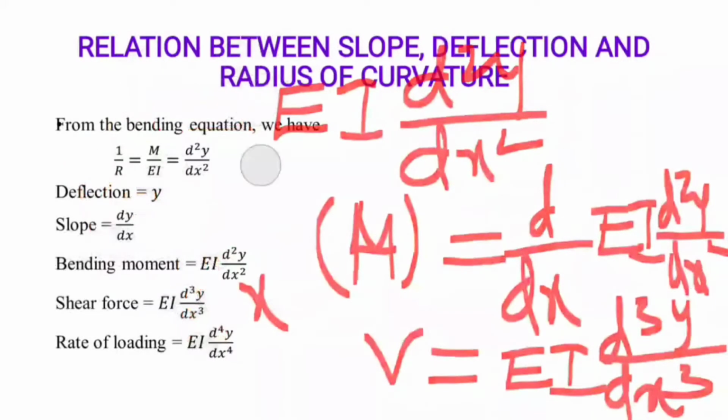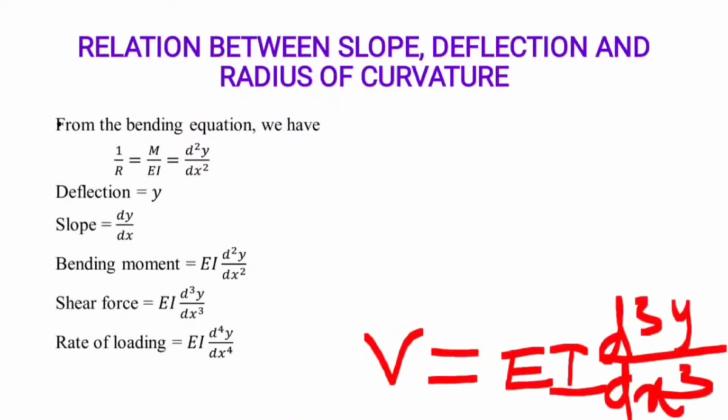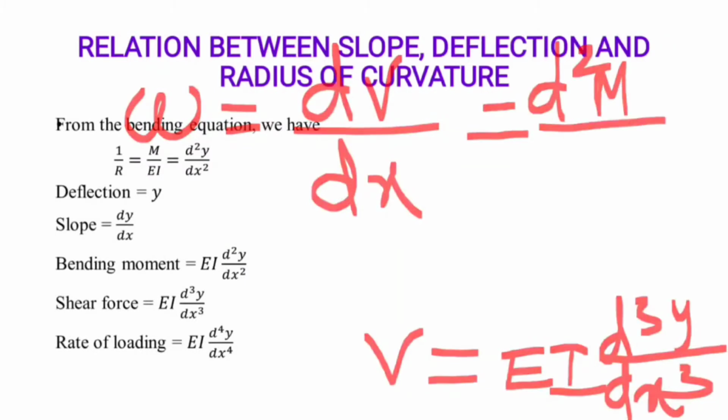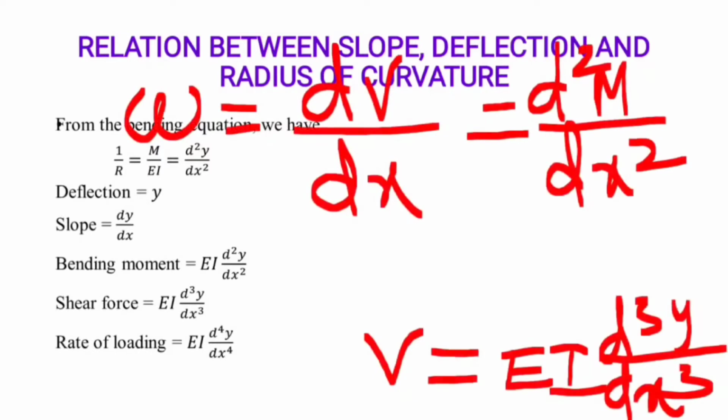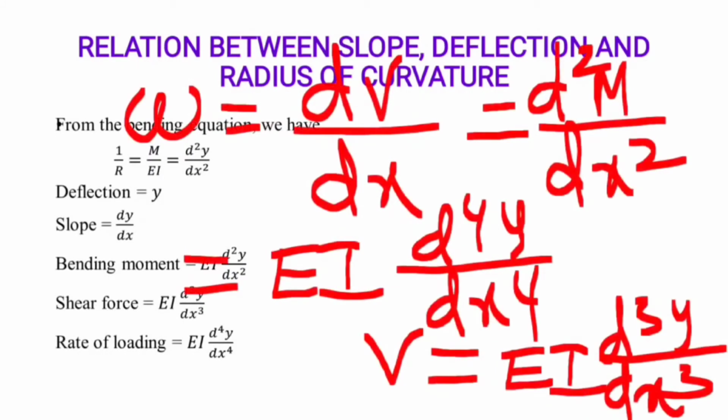Then we write for rate of loading. From the concept of bending moment and shear force, rate of loading, that is small w, is equal to the derivative of shear force, or d square M by dx square, the second derivative of the moment. We get the rate of loading equal to EI d power 4 y by dx power 4. This is the formula for rate of loading. I hope it is clear.